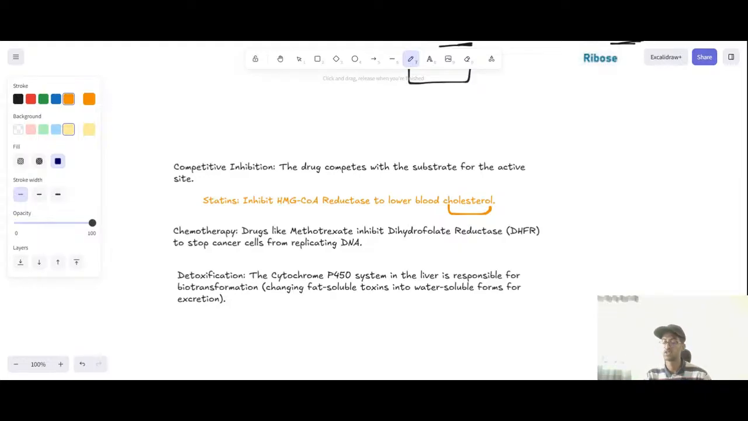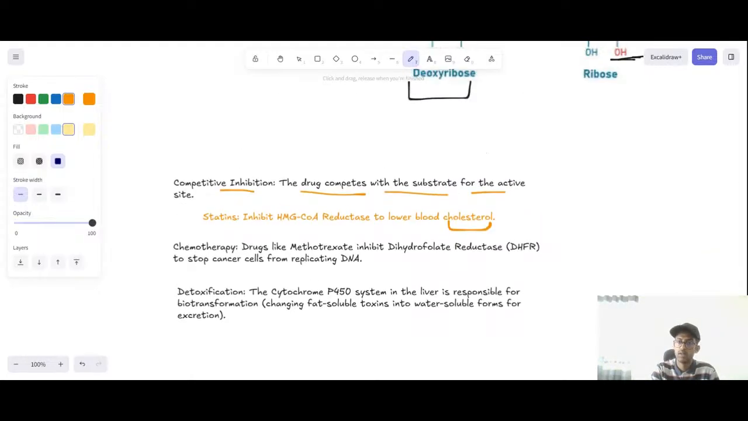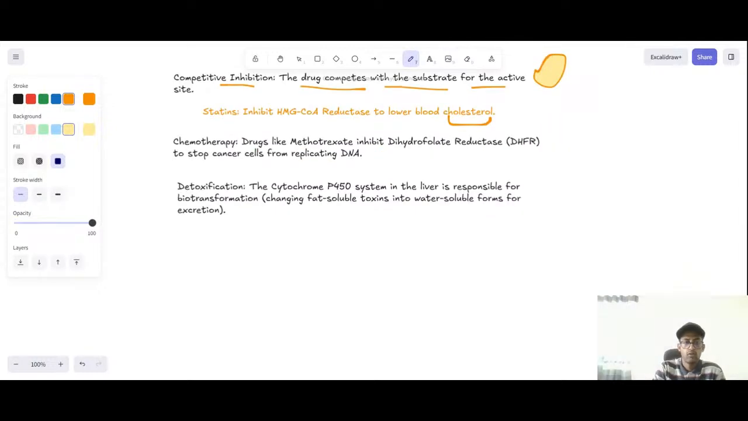You can check me, but how does this literally work? So then the competitive inhibition, the drug competes with substrate for the active site. All right, the drug, like there can be a lot of examples for this. So chemotherapy drugs like methotrexate inhibit dihydrofolate reductase to stop cancer cells from replicating DNA.